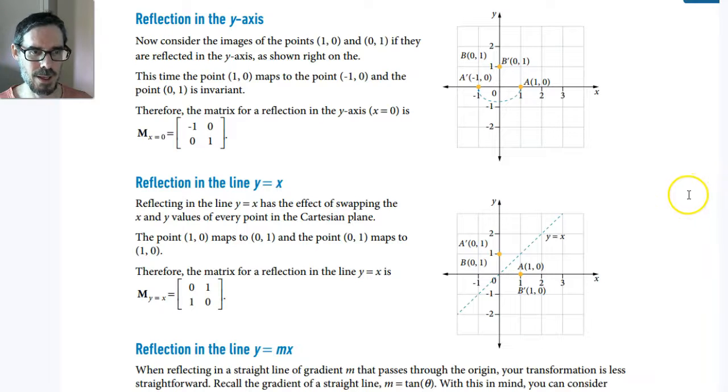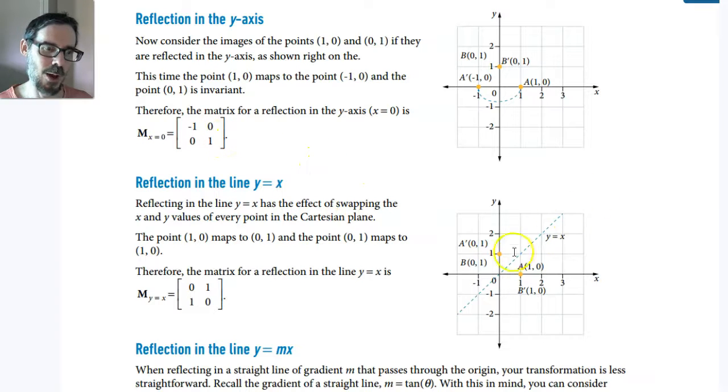Okay, what about the y-axis? Well, same method. What happens to 1, 0? If I'm reflecting across the y-axis, 1, 0 is going to end up at -1, 0. And what's going to happen to the point 0, 1? Well, it's actually on the reflection line, the invariant line if you prefer. It's on the reflection line, so it's not moving, it's staying at 0, 1. So this is the matrix for reflection in the y-axis.